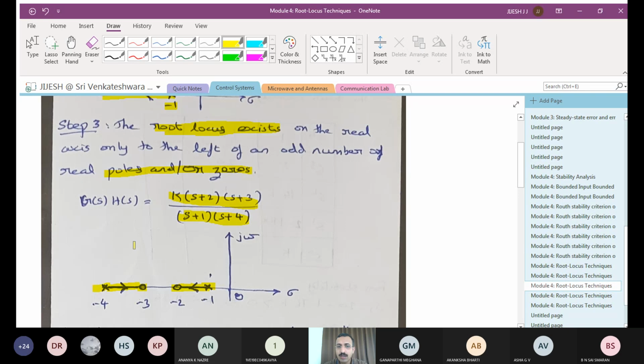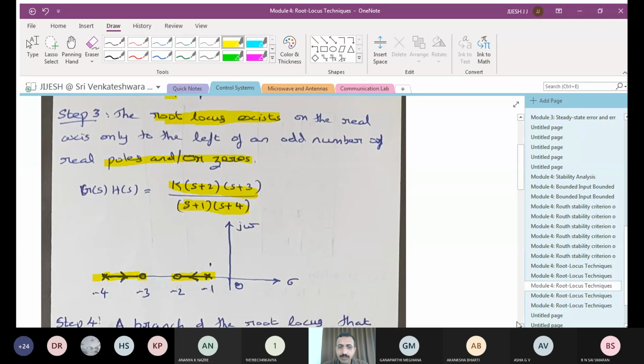So in the third example we have also seen that we have plotted the zeros and the poles, and then the branches also. One more condition is that the branch will start from the pole towards the zero. Okay, so we can see here the arrow mark is given from the pole towards the zero. So is that clear for all of you? All the steps 1, 2, 3?